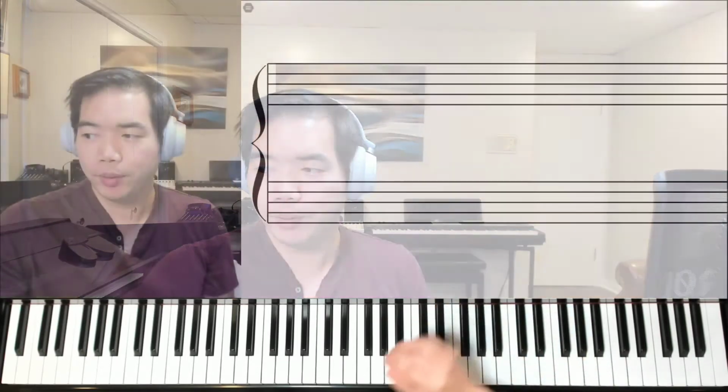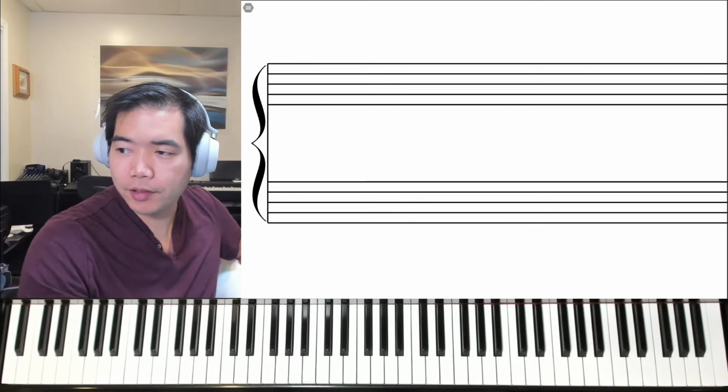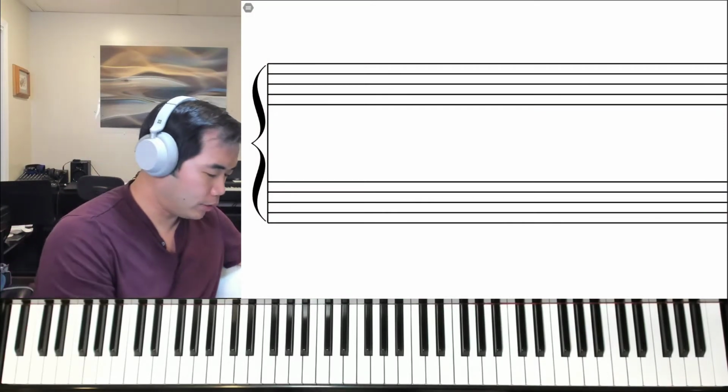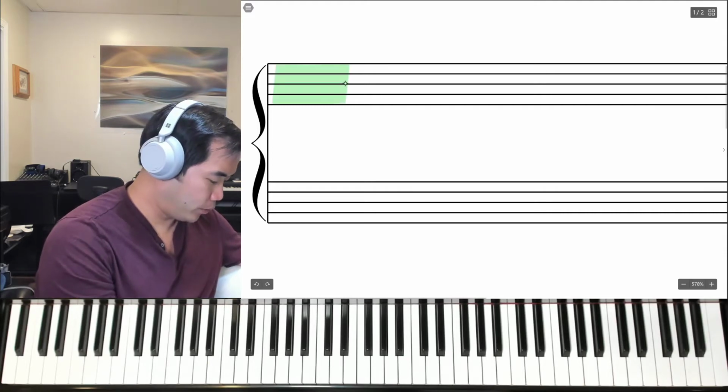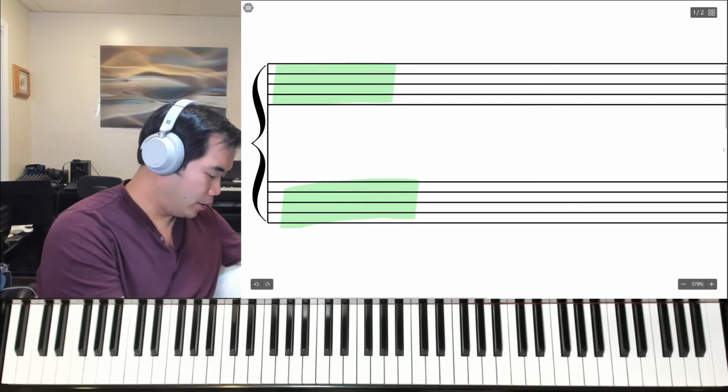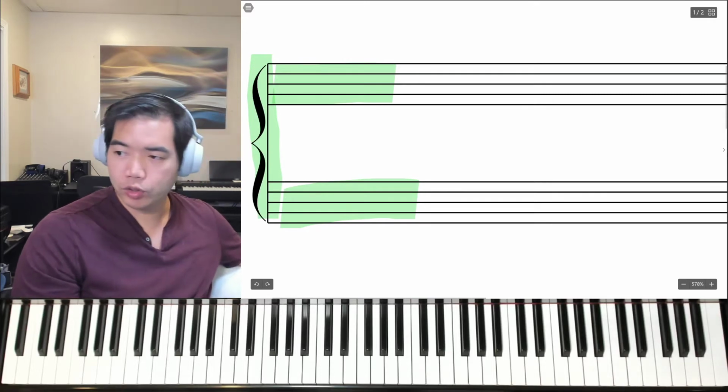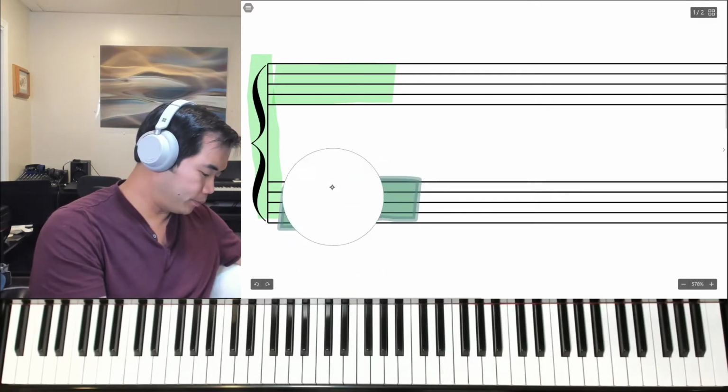Welcome back. In this video, we are going to talk about reading notes in the treble clef and also introducing what clefs are to begin with. So let's start off by looking at a picture of a grand staff. Remember, a grand staff is when we have two staves. I've got one staff here and one staff down here. They're connected by the brace, which forms the grand staff.